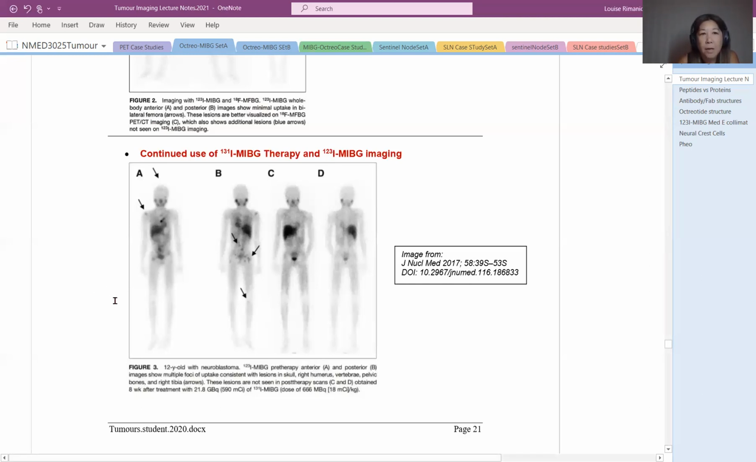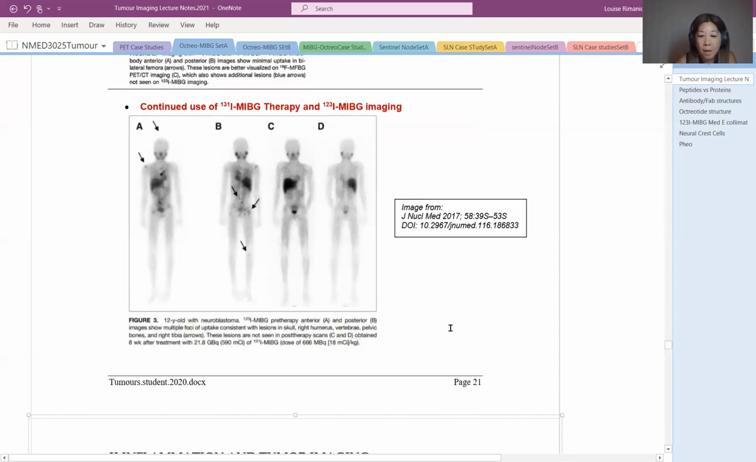I have posted the EANM guidelines for MIBG therapy onto the Learning Hub for those of you that may have an interest. And as I say, you may be fortunate enough to get to see an MIBG therapy during your rotation at Children's Hospital. So if you do, it'd be great if you could maybe present it as a case study, just because they don't come along all that often. So that's the end of the MIBG unit.